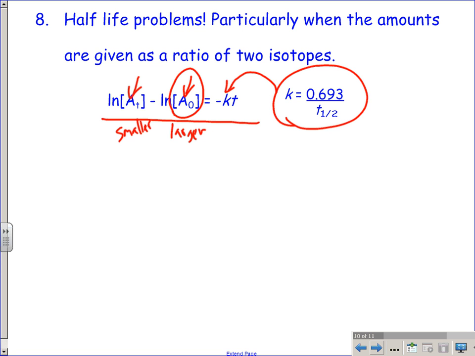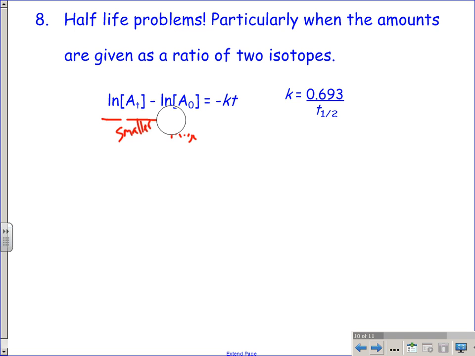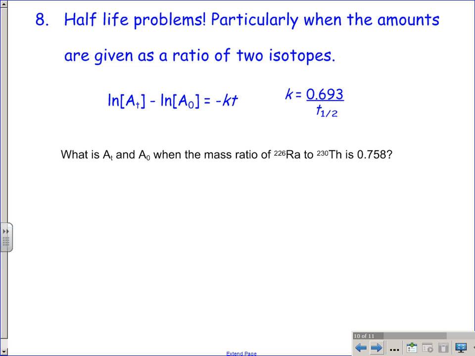So that's always a double check. Because remember, it decayed. You're going to start with more than you have now. So its mass is going to be greater. Its amount's going to be greater. Its number of disintegrations, it's going to be greater. So that's just a few general things about half-life problems. But the one you got to watch out for that sometimes throws people is when you have a ratio of two isotopes. That's because you have a hidden A_t and A naught.